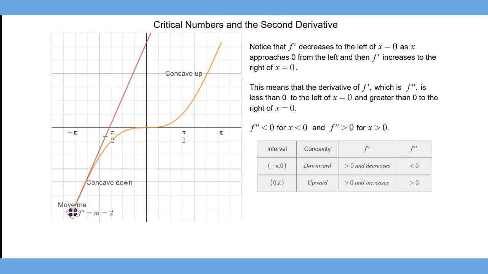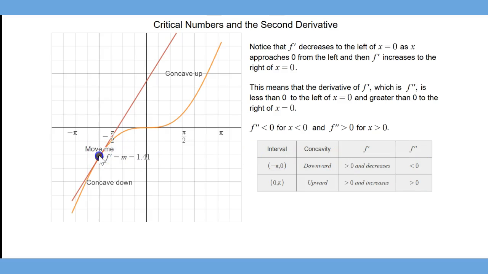One thing to keep in mind, the second derivative is the derivative of the first derivative. Where the first derivative is increasing, the second derivative is greater than 0, and where the first derivative is decreasing, the second derivative is less than 0.